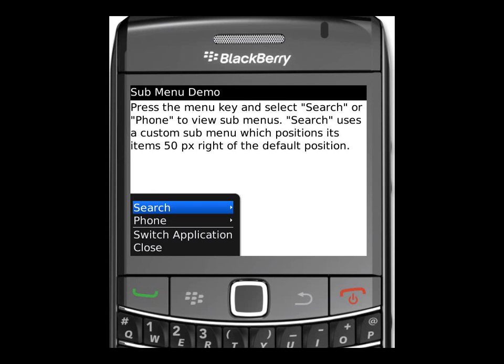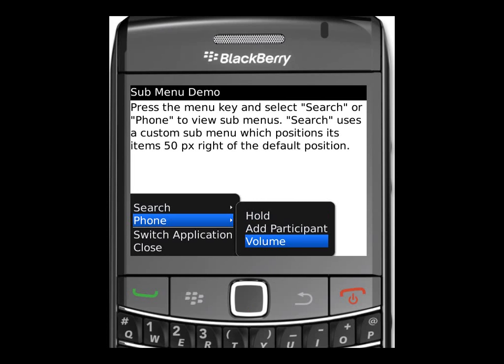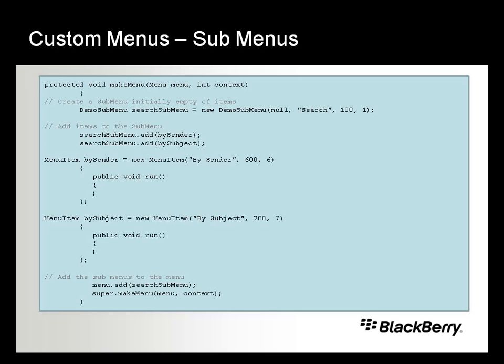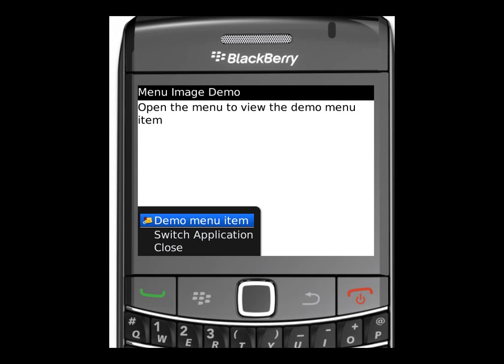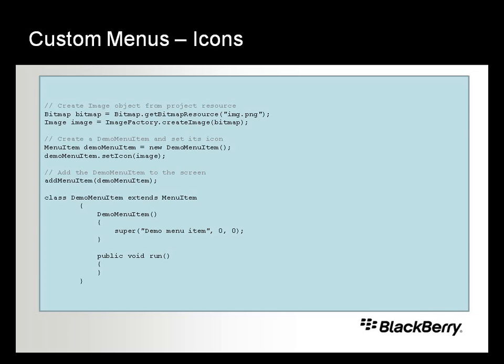We can further customize our menus by adding submenus to our menu items, as you can see in this demonstration. After creating a menu item, we can add submenu items by using the add method on that menu item. We can also add small icon images to our menus now. After creating a menu item and creating an image, we just assign that image to our menu item using the setIcon method.